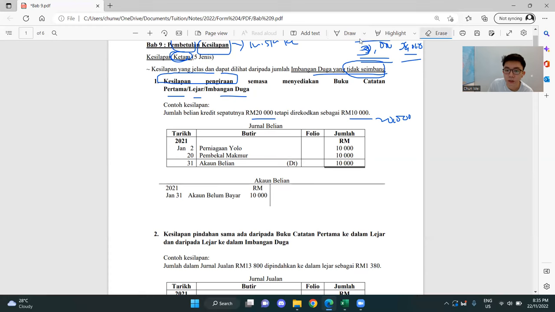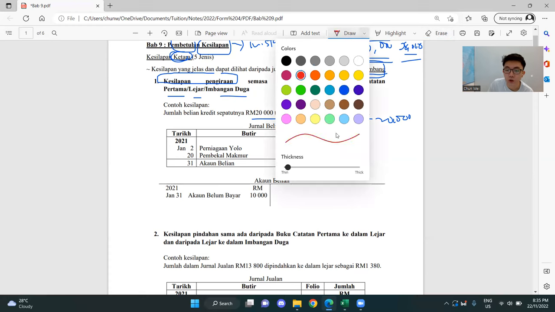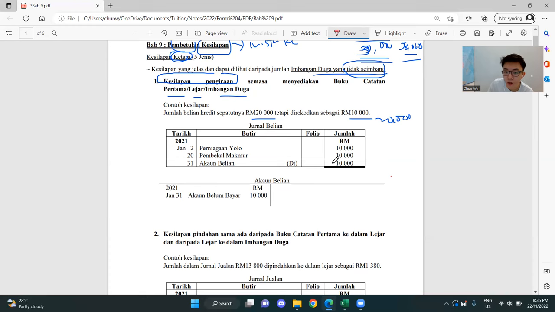Very simple. If you have to do a pembetulan, you use your ruler and your pen and potongkan the 10,000, and then you put a signature. Let's say I'm Wong, so you just put Wong, like a signature beside it. After you potong, you put the correct figure. Here should be 20,000, then you write 20,000. So this is how you record for all these kesilapan.